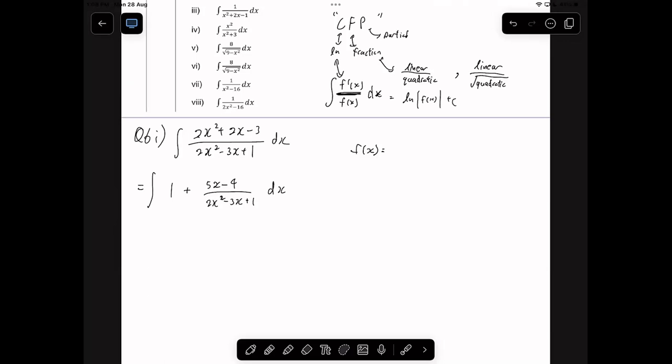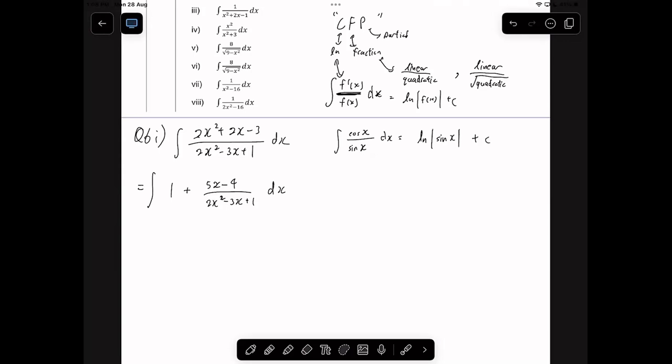Let's see, what does it mean? It means that if, let's say, for example, you have the integral of, let me think a bit, cosine x divided by sine x, then this is really just ln of the modulus of sine x.